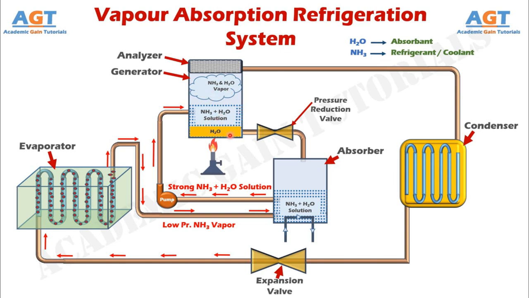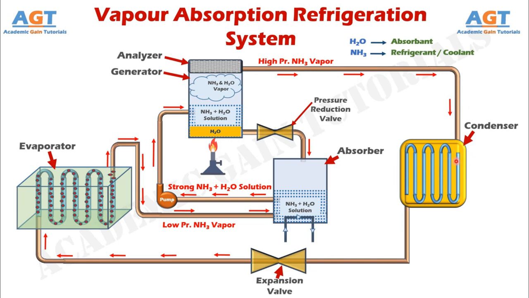Then from this generator, the residue weak solution of water and ammonia accumulated here will be passed back to the absorber, again passing through this pressure reducing valve. So, here the high pressure, high temperature pure ammonia vapor coming out of the generator will now enter into this condenser through this connected pipe. Here, we have a condenser.